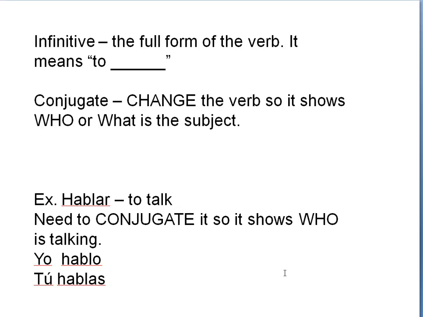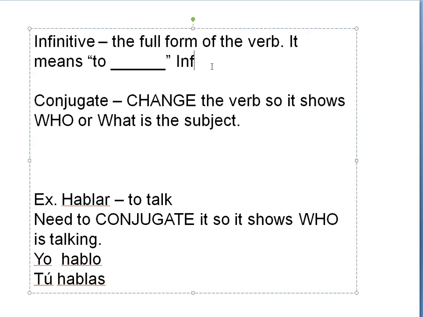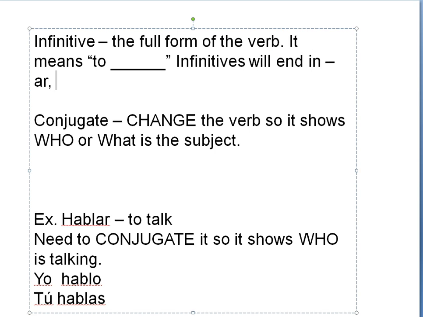Okay, now we're going to look at 2.11 part 2, and that is how we actually change or conjugate the verbs. A few reminders here. One of the things that you need to make sure you understand is the terms infinitive and conjugate. So an infinitive is the full form of the verb, and it means to something. Remember that infinitives will end in AR, ER, or IR.